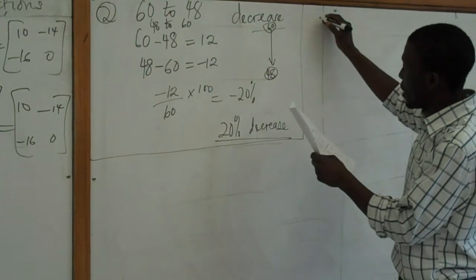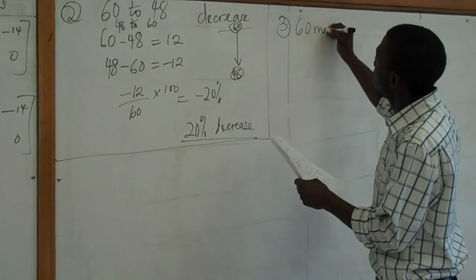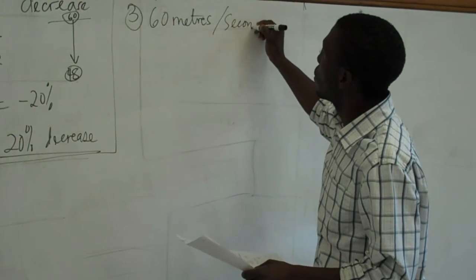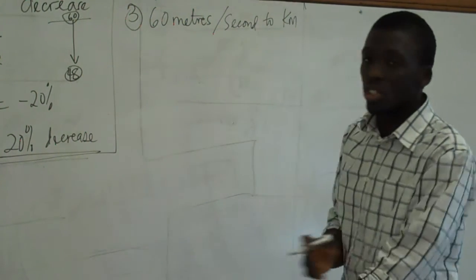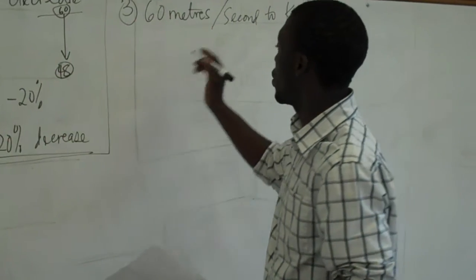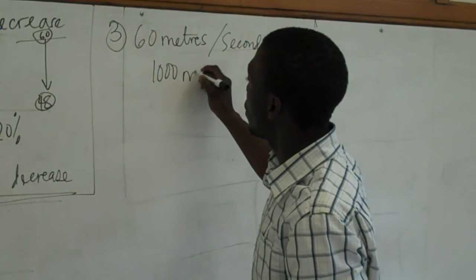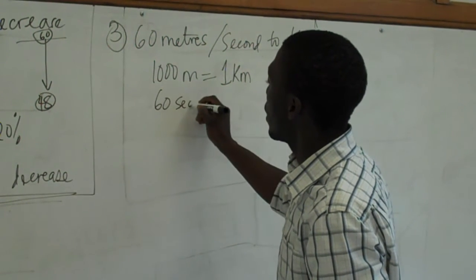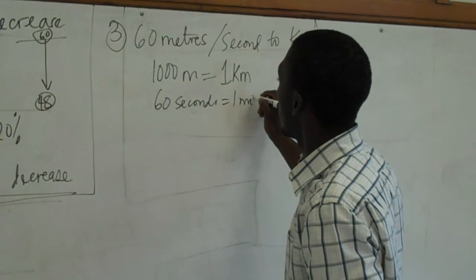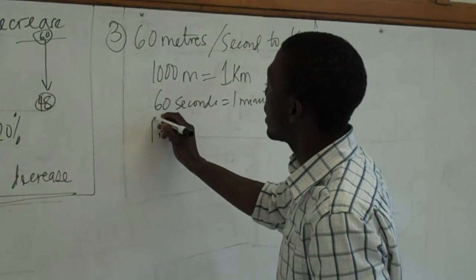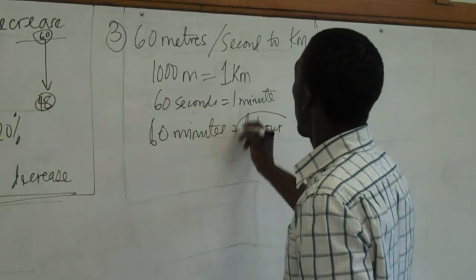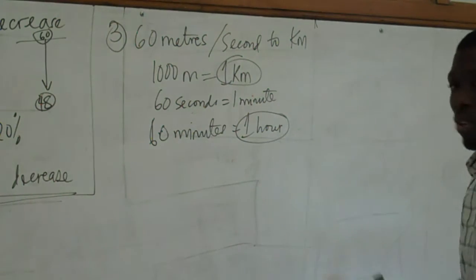The next one says convert 60 meters per second to kilometers per hour. What you need to know are the key things for conversion. 1,000 meters is equal to 1 kilometer. 60 seconds will give you 1 minute. And 60 minutes will give you 1 hour. What they want the answer in is kilometers per hour. So let's get to work.